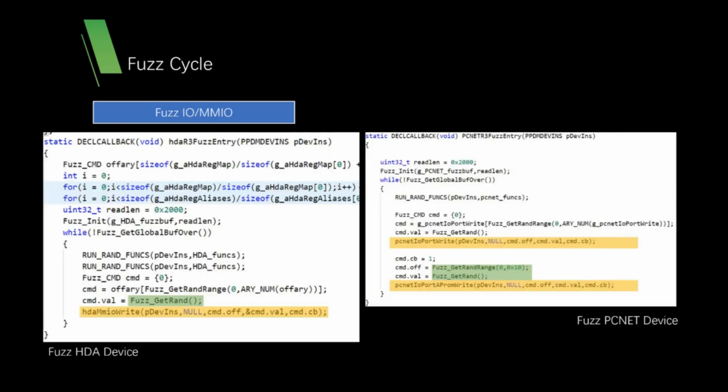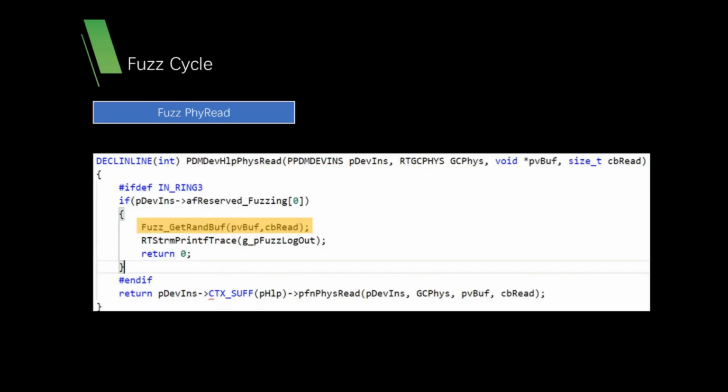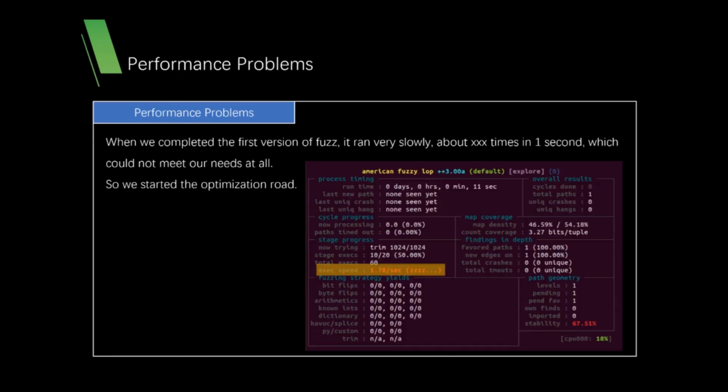As shown in the figure, the picture on the left is the fuzz entry function of the HDA device, which mainly performs a fuzz test on the MMIO handler of the HDA device. And the picture on the right is the fuzz entry function of the PCNet device, which performs a fuzz test on the IO port handler of the PCNet device. As shown in the figure, this is the hook to the direct memory access function, and its data source is changed to AFL, which also makes it a fuzz task.